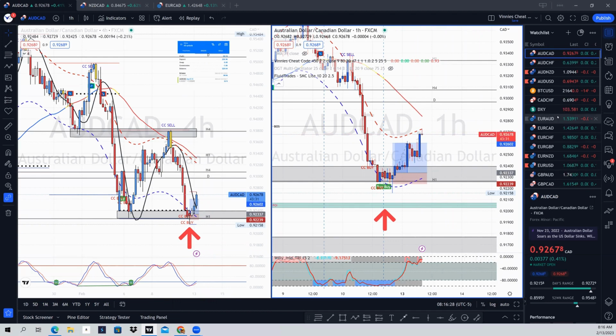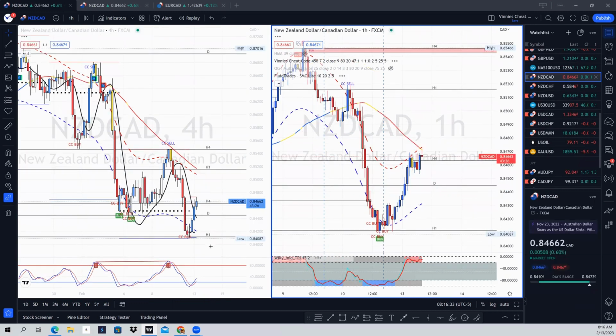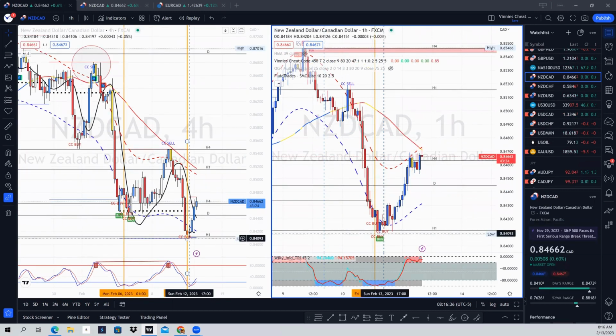If we take a look at some other pairs like NZD CAD, okay, we had a cheat code buy signal here on the 4-hour time frame. Again, we had our break and retest. Break, retest outside of the band, and price shot up.